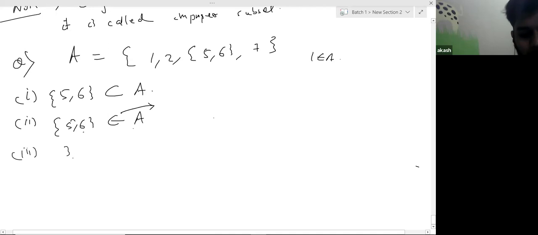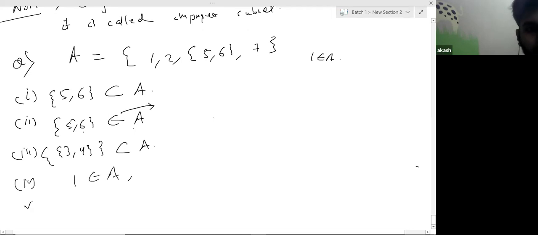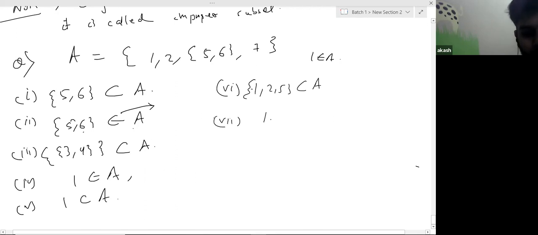Third part is the set 3, 4 is a subset of A. Fourth, 1 belongs to A. Fifth, the set 1 is a subset of A. Sixth, 1 to 7 is a subset of A. The seventh is the set 1, 2, 5 is a subset of A.